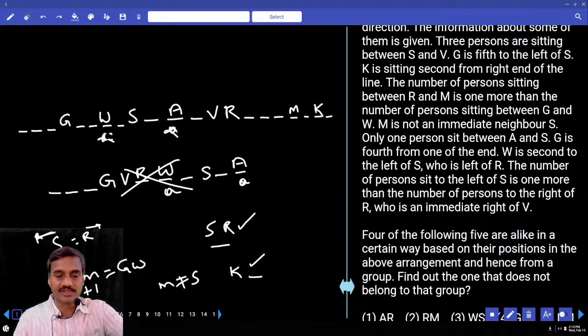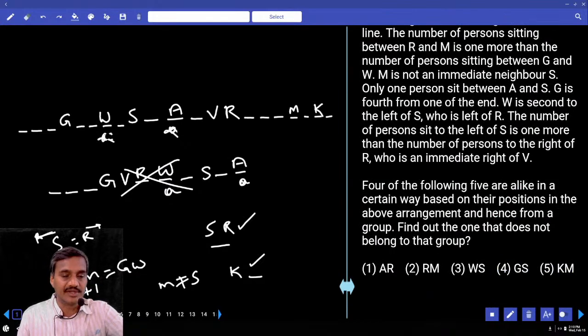And the second one, four out of the following means odd one out, A and R. Now between A and R there are exactly 2 people. R and M, there are 3 people. Now W and S, there is 1 person. And G and S, here it is not based on the number of persons. Then what is the next one we have?